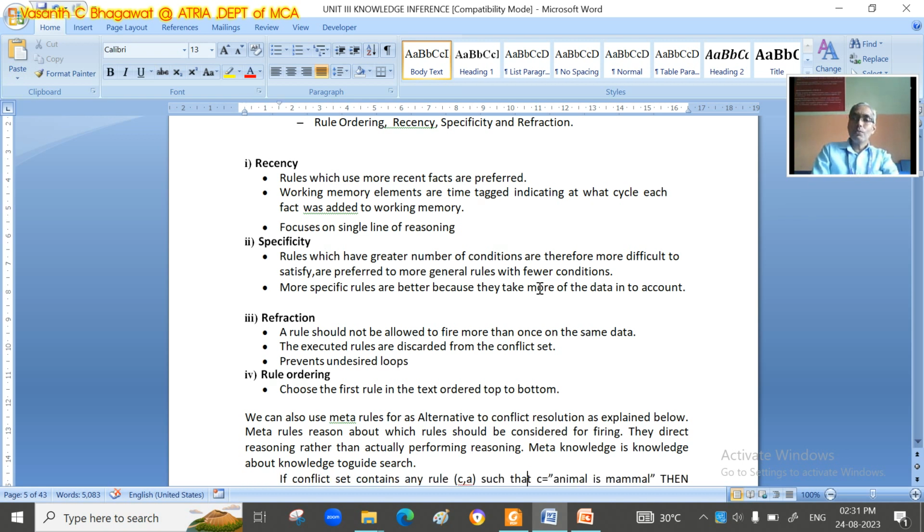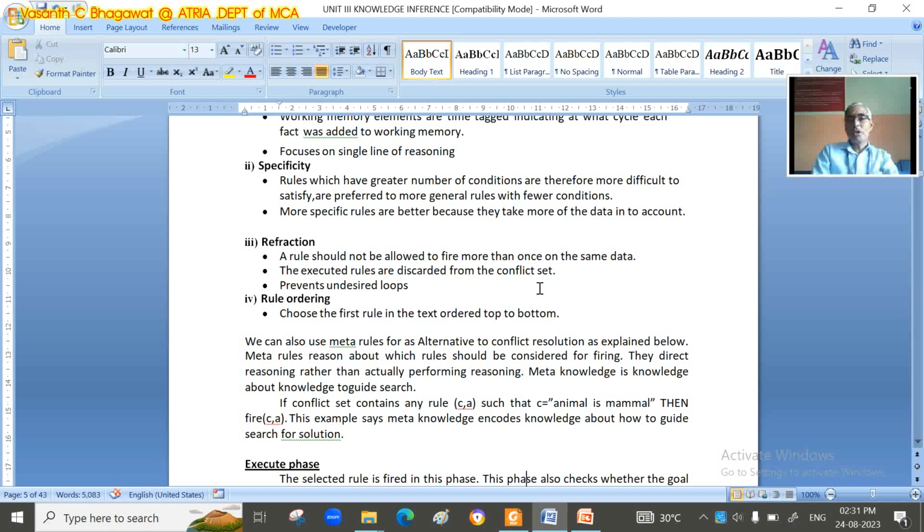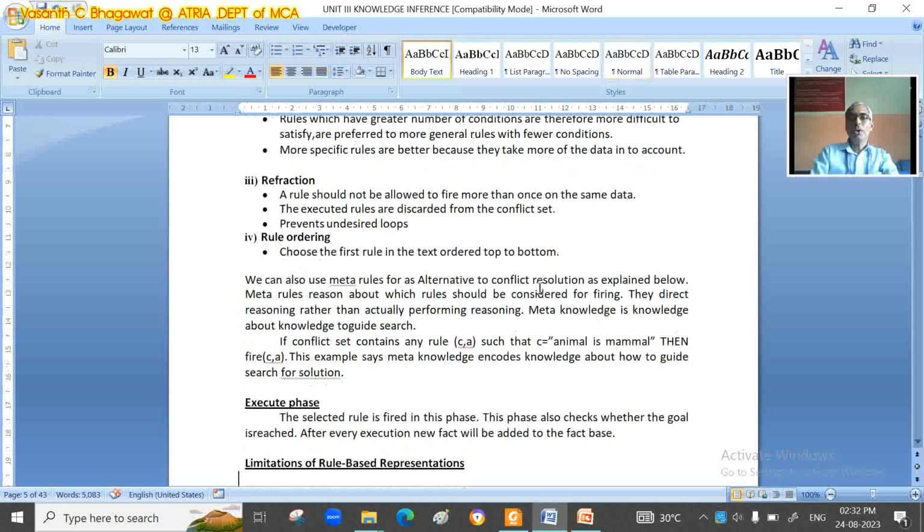Now apart from this, we can also use some meta knowledge. We can try to use knowledge about the knowledge before applying the rule, in order to resolve the conflict. So if you have any extra knowledge, you try to use it.